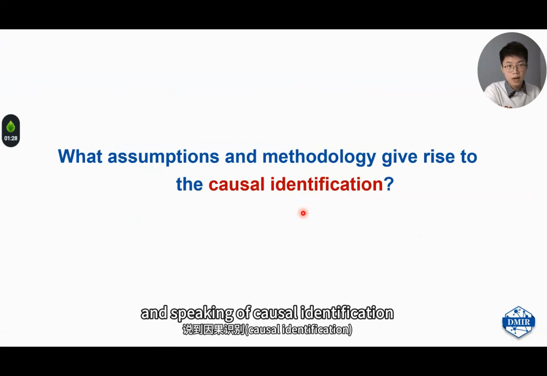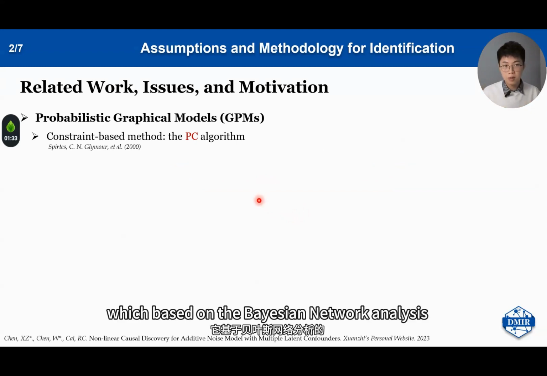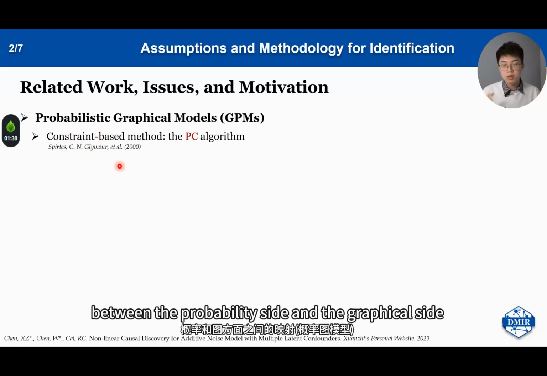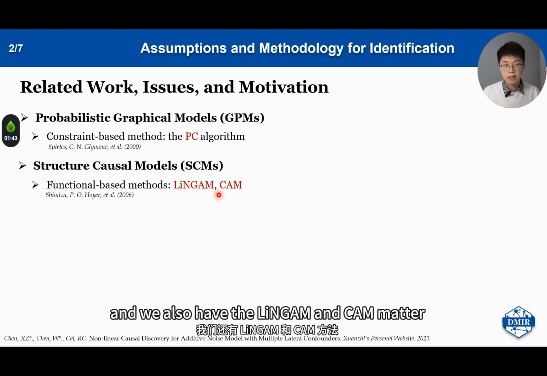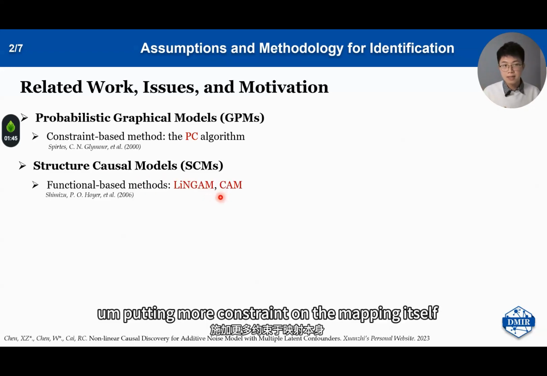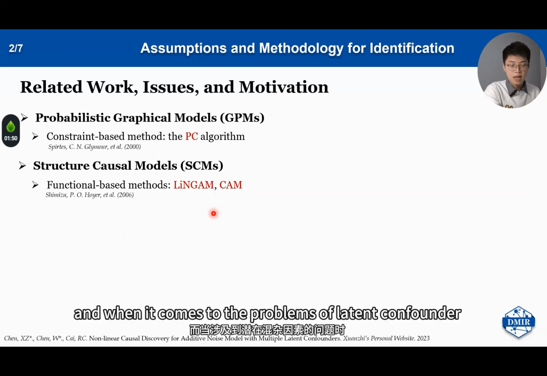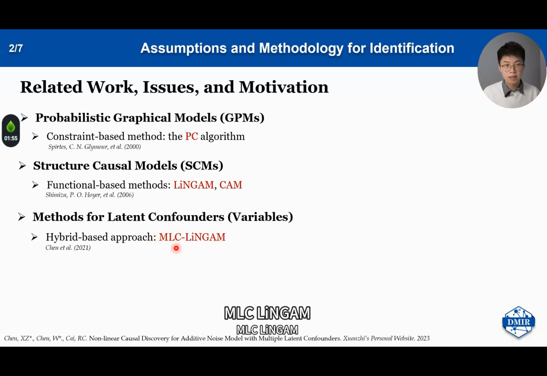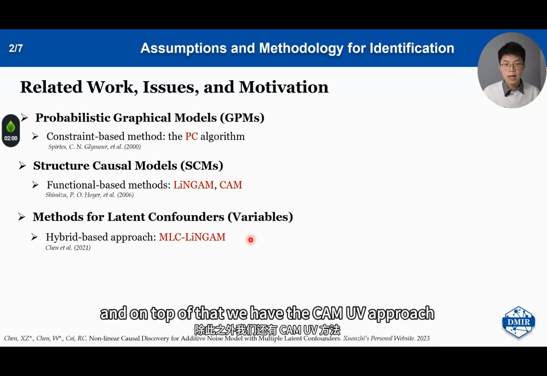And speaking of causal identification, we have the PC algorithm, which is based on Bayesian network analysis, putting causal constraints on the mapping between the probability side and the graphical side. And we also have the LiNGAM and CNN methods, putting more constraints on the mapping itself. We expect something like a causal nonlinear function. And when it comes to the problem of latent confounders, our previous work, MLC LiNGAM, combined the advantages of these two methods. And on top of that, we have the CANM UV approach.